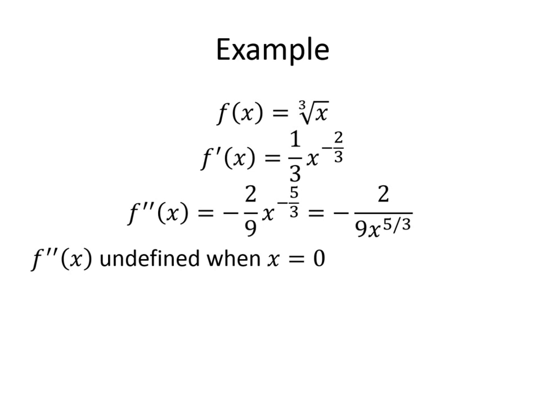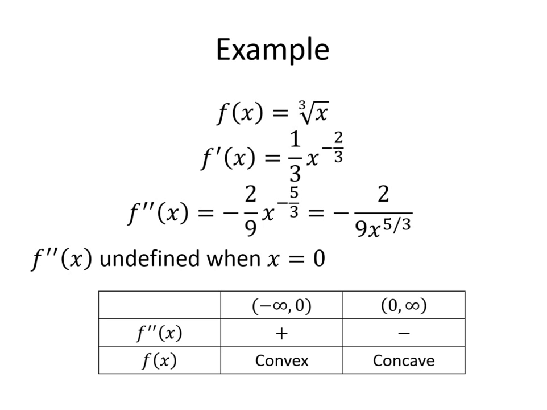I check values to the right. I have, say, x equals 1. Well, the negative sign in the front times a bunch of positive stuff gives me a negative second derivative. So the second derivative is negative, which implies that the function is concave to the right of 0, and that 0 is, in fact, an inflection point.